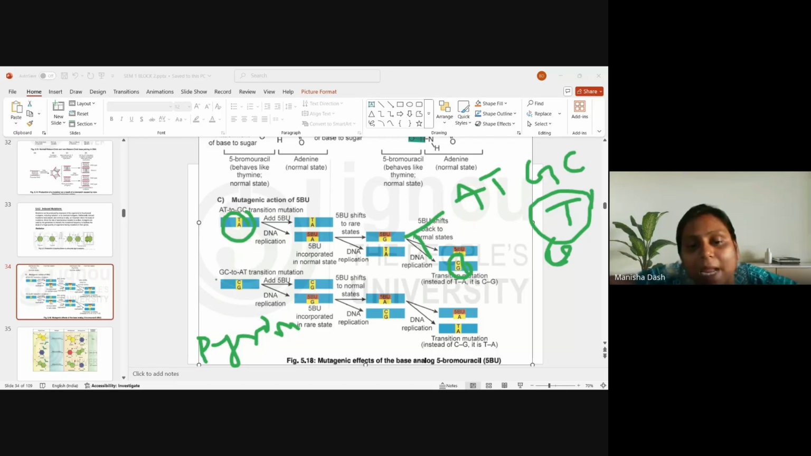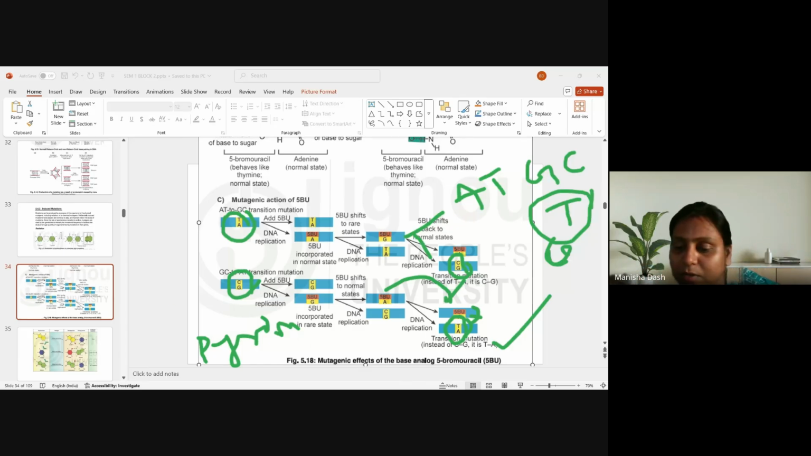Then again, if the form changes, the adenine will behave as a thymine, and instead of pairing with the guanine, it may mispair with a thymine. Sorry, adenine. So in the next round of replication, the adenine will normally pair with a thymine. So ultimately, where you started with a sequence that had C and G, you are getting a copy of DNA that has T instead of C and A instead of G. So a CG or GC to AT transition mutation has occurred.